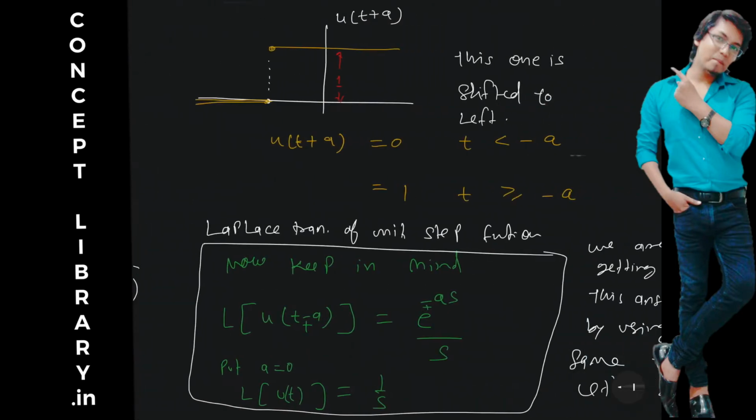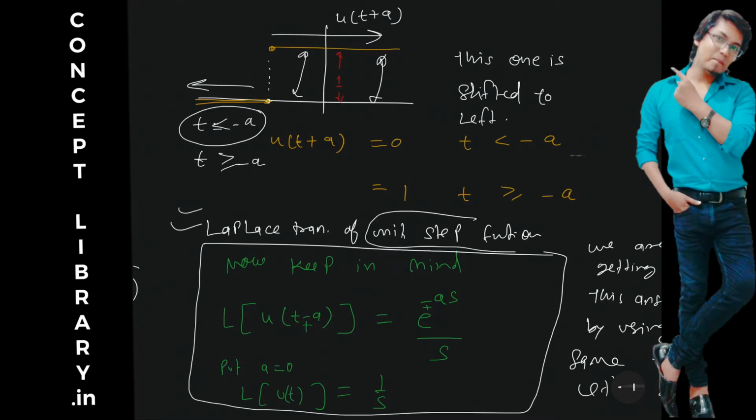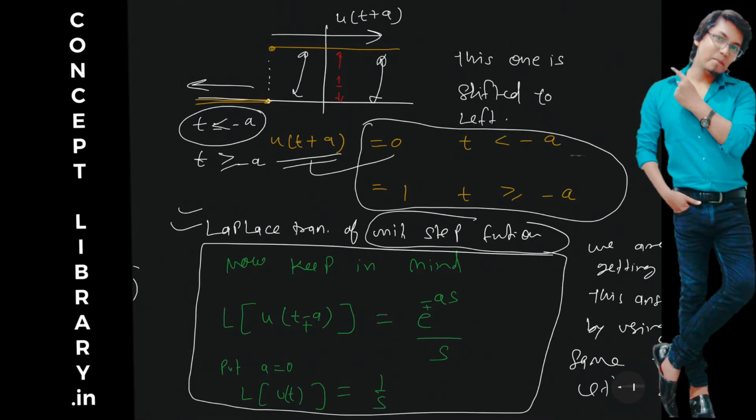If your function shifts to the left side, then when t is less than minus a, your value is 0, and for t greater than or equal to minus a, it is 1. Here the height is 1. Fine. So now the Laplace transformation of the unit step function. I have defined the function here: u(t plus a) is the left side shifted unit step function, and this value is 0 at t less than minus a, and this value is 1 at t greater than or equal to minus a.